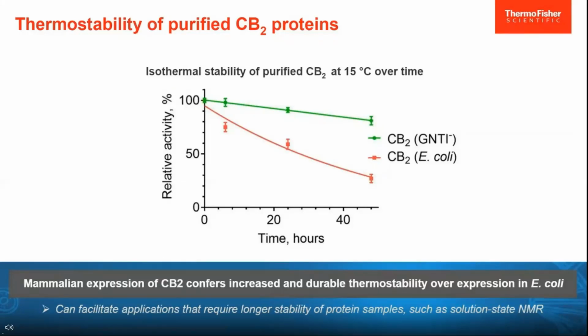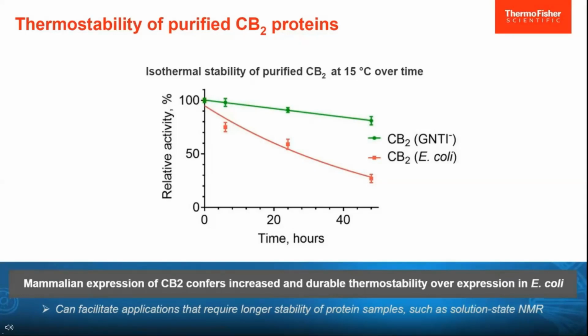Although we are not seeing the parallel data from CB2 expressed in the parental XP293, the results were comparable to those expressed in GNT1-. Meaning that regardless of the overall glycoprofile pattern, so whether you express it in 293 or 293 GNT1- cells, glycosylation of CB2 in general confers increased thermostability over expression in E. coli. Therefore, glycosylation overall is beneficial for your membrane protein production.